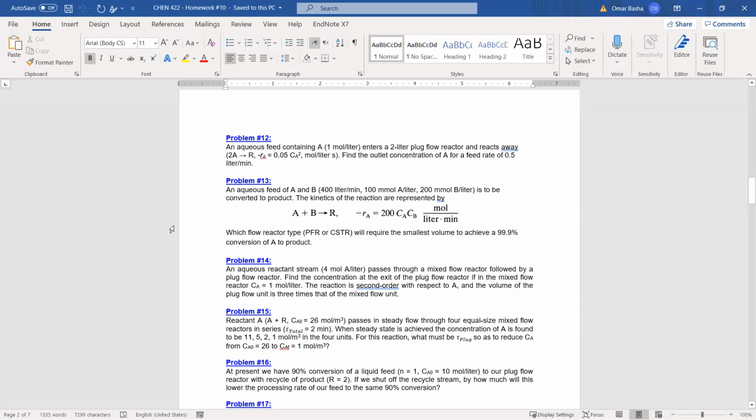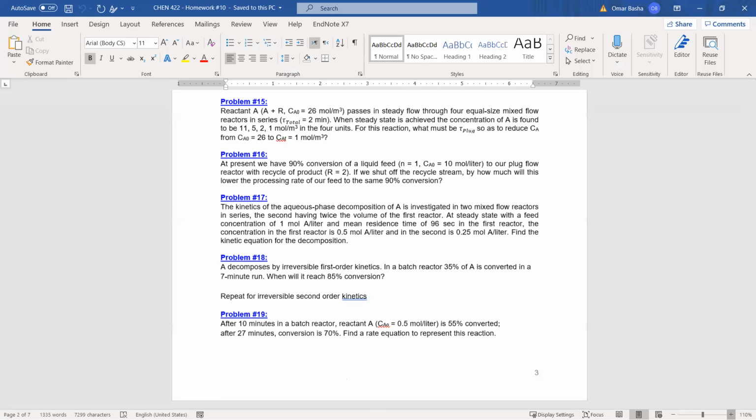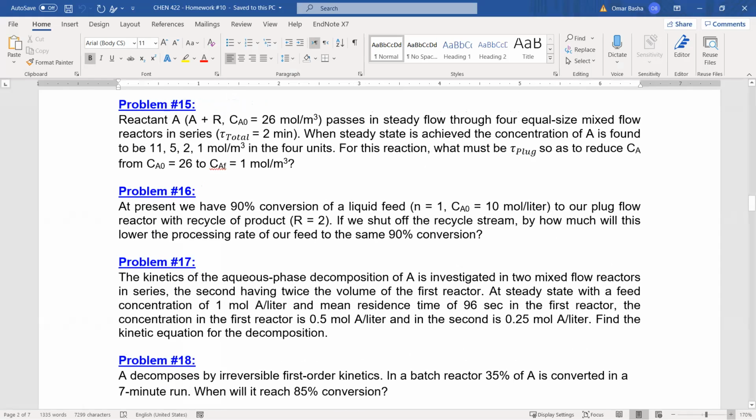Let's open the problem set. Reactant A plus R, should be A goes to R. Yeah, this has to be A goes to R. Just be aware of this. Maybe we can make it fancy, but anyways.